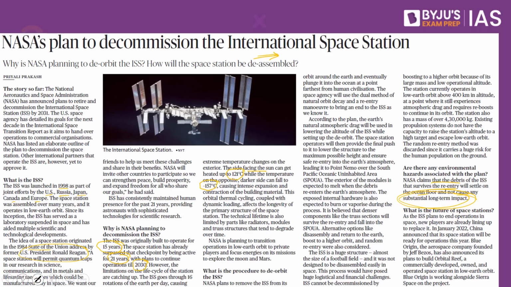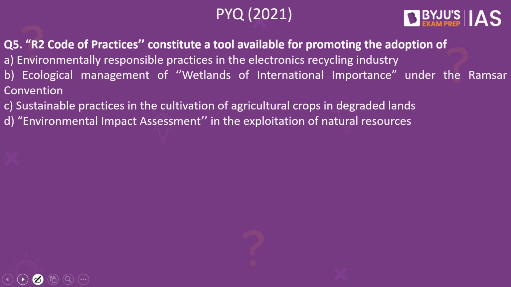Now let's look into the next practice question. R2 Code of Practices constitute a tool available for promoting the adoption of: environmentally responsible practices in the electronics recycling industry; ecological management of wetlands of international importance under the Ramsar Convention; sustainable practices in the cultivation of agricultural crops in degraded lands; environmental impact assessment in the exploitation of natural resources. The answer to this is environmentally responsible practices in the electronics recycling industry.